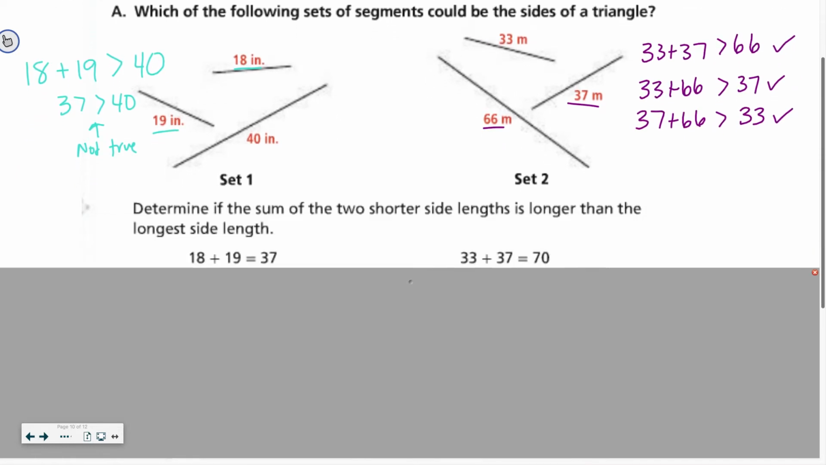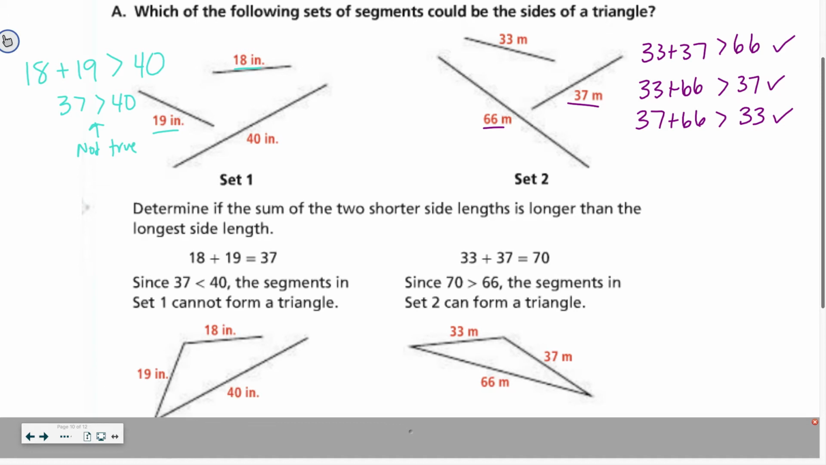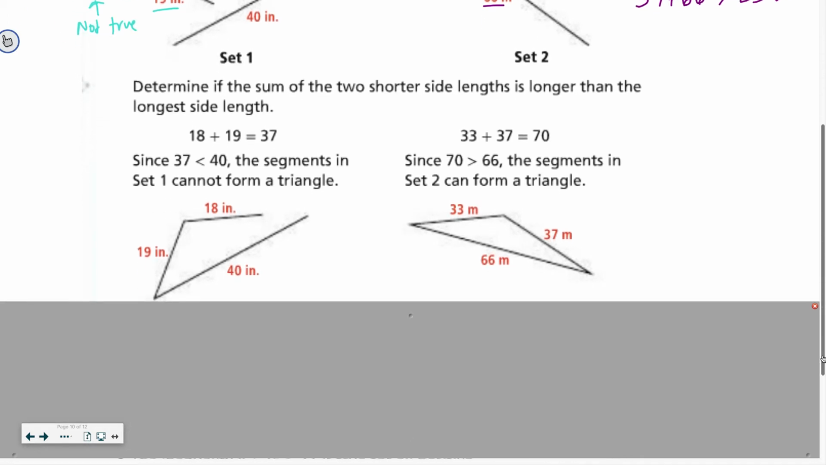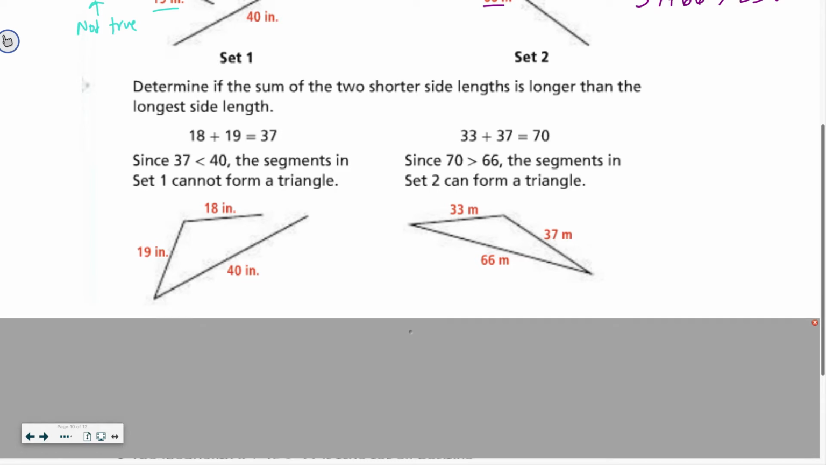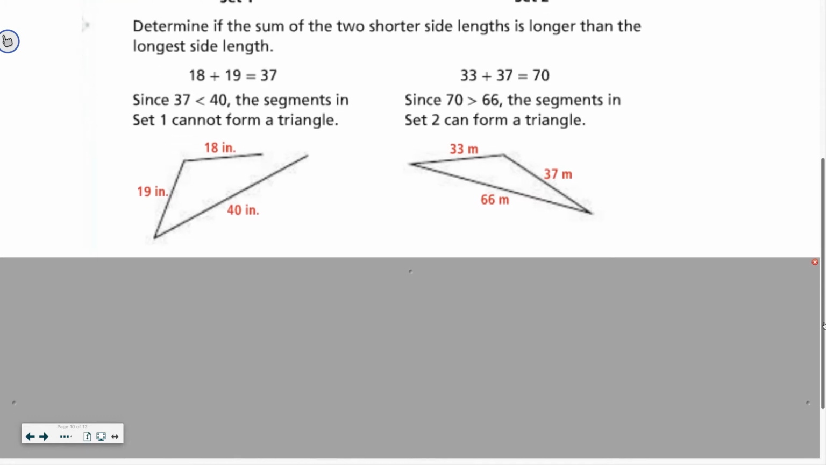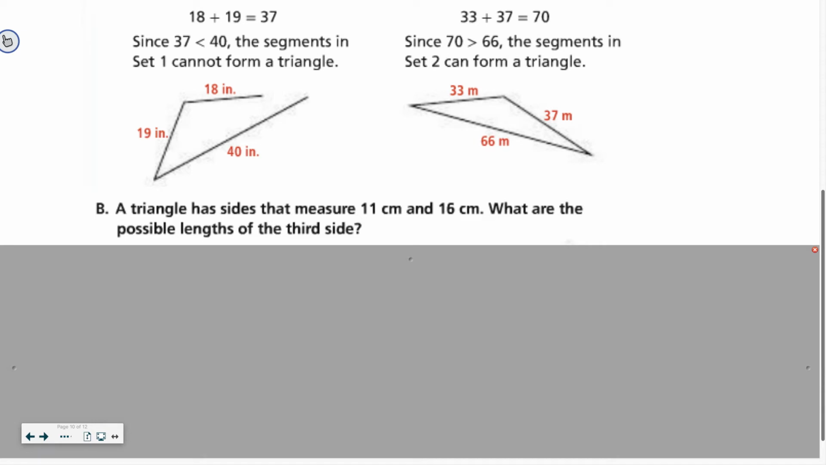So if I look, this is what would happen. You see, if I had 18 and 19 over on the left, those aren't long enough to make a triangle. I would have to adjust this, in which case this would no longer be 40. So those three sides can't make a triangle. If you look at the one on the right, 33, 37, and 66 can make a triangle.